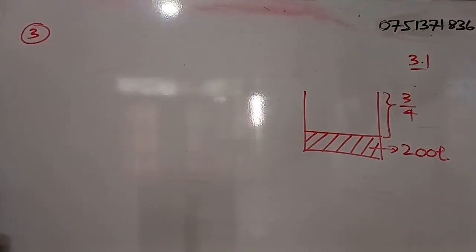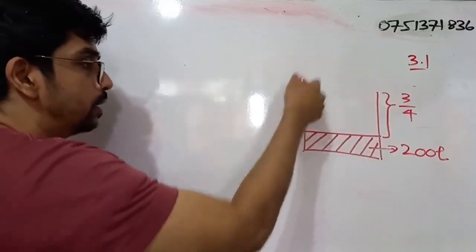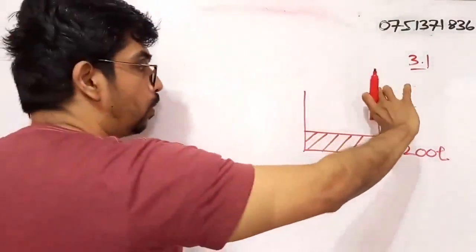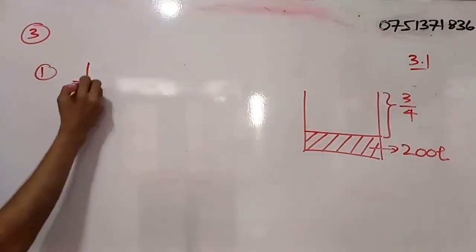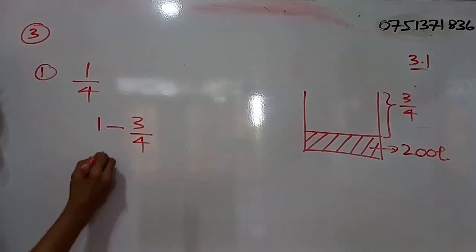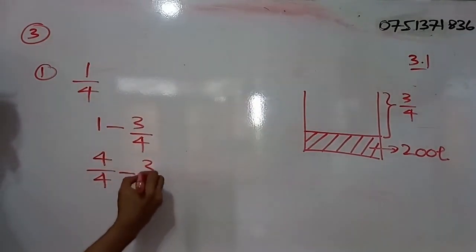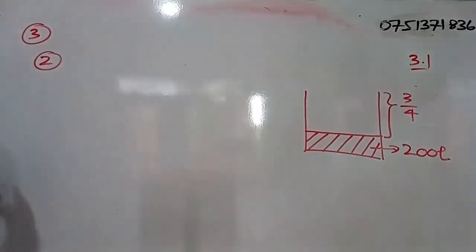What fraction of the whole tank was the remaining volume of water equal to? 1/4, right? At the very beginning it was full, then 3/4 has been used, then what is the remaining amount? 1/4, or a quarter. We can get it with 1 minus 3 quarters. That means 4 by 4 minus 3 quarters. Then what will be the answer? 1 quarter.